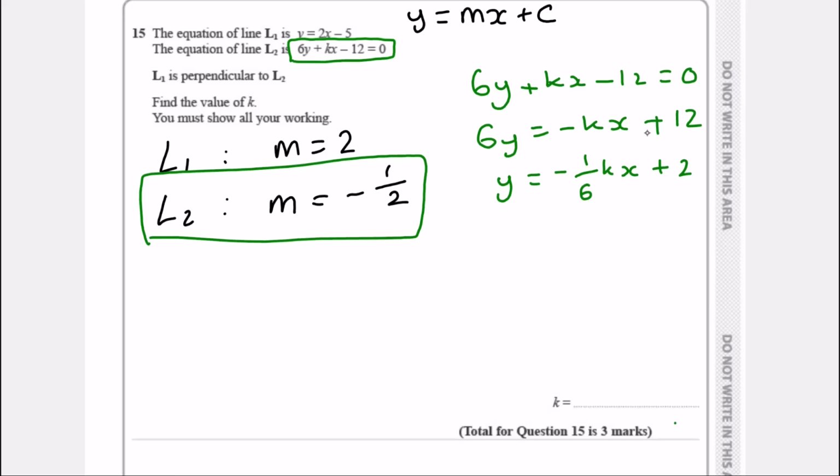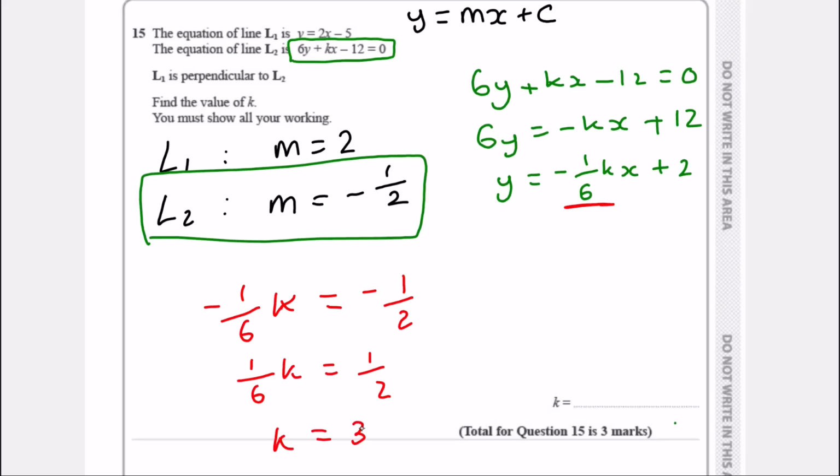And we can see that the gradient is minus 1/6 k, and we know that must be equal to minus a half. So let's make them both positive, times both sides by negative 1, and then times both sides by 6, and you'll get k by itself. 6 halves make 3. So k is 3.